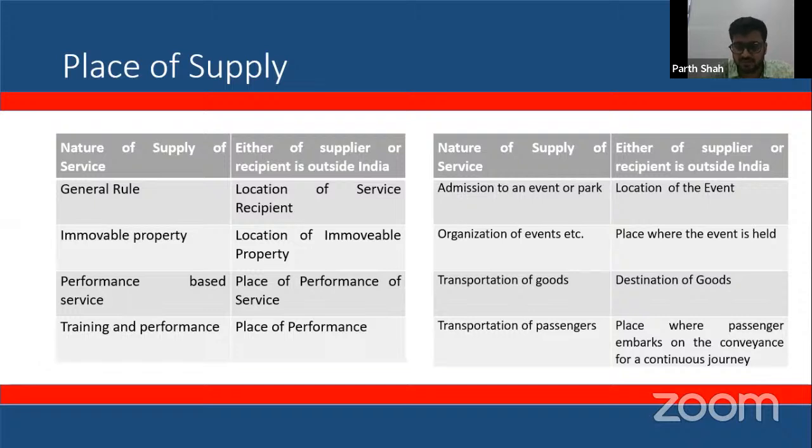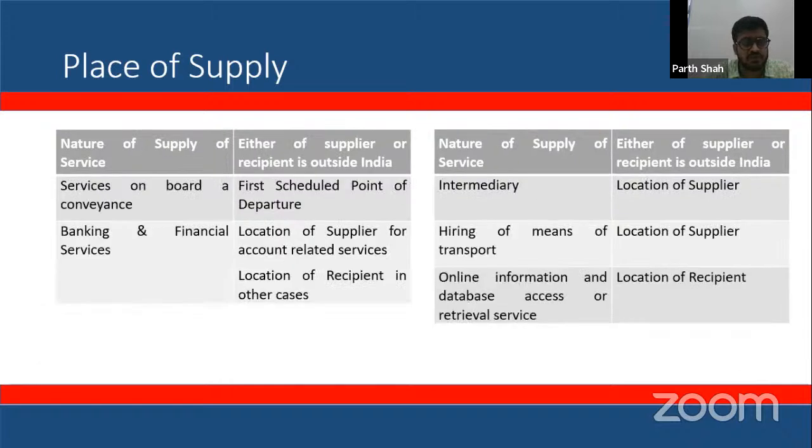Next is transportation of passengers. Very simple, place where the passenger embarks on the conveyance for a continuous journey. That will be the place of supply. Services on board a conveyance will again be determined based on what is the first scheduled point of departure for that particular flight. Next is banking and financial services. So if any service is provided which is in relation to the account maintained, then the place of supply will be the location of supplier. In other cases, it will be the location of recipient.